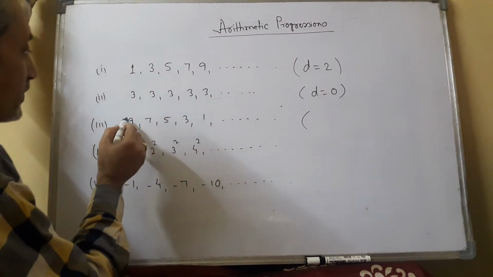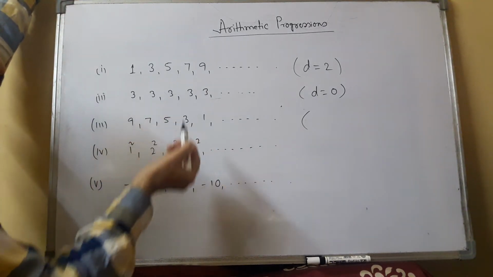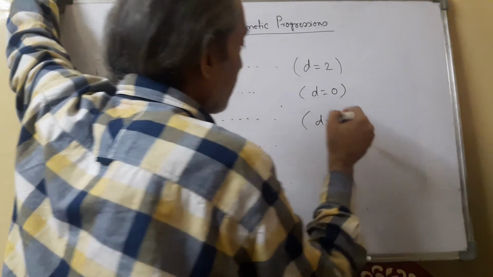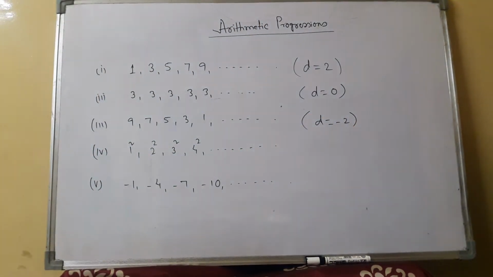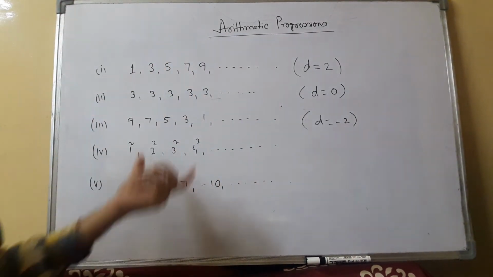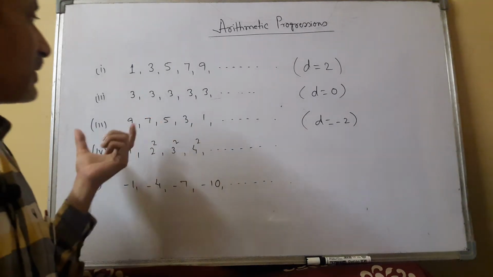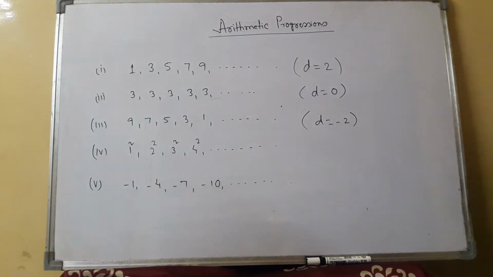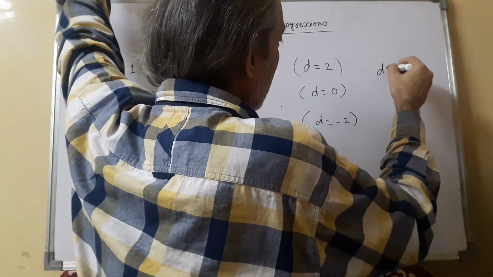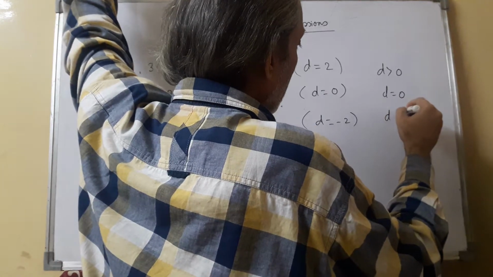Second minus first, what are we getting? -2, 5 - 7 is -2. So in this case the value of d is -2, which is negative. So this AP is decreasing. First one is increasing, it remains constant, and it is decreasing. You can very well see, the value of d can be more than 0, it can be equal to 0, and it can be less than 0.